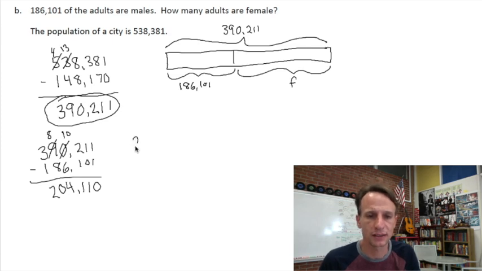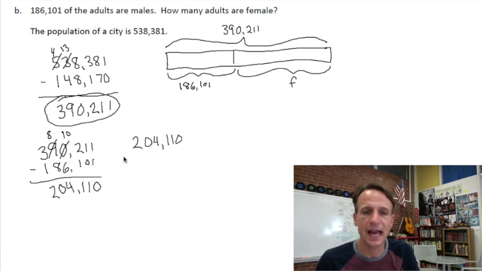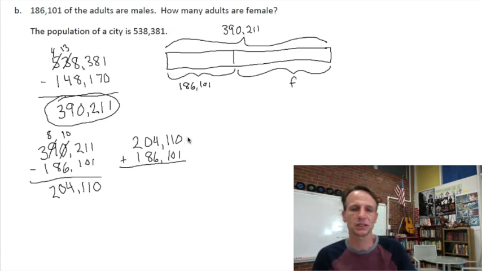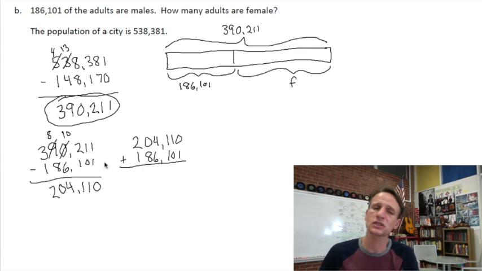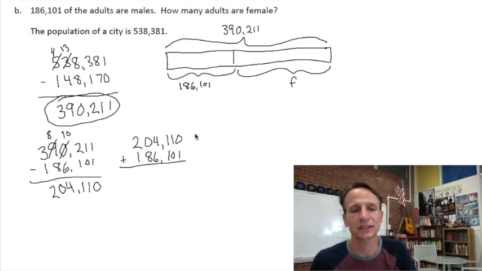So if we take the difference we got, the number of females, 204,110 females, and add to it the number of males, 186,101, we should get the whole adult population. Let's see if we do. Remember, don't just copy the number you know it should be. Actually add. Otherwise you're wasting your time.